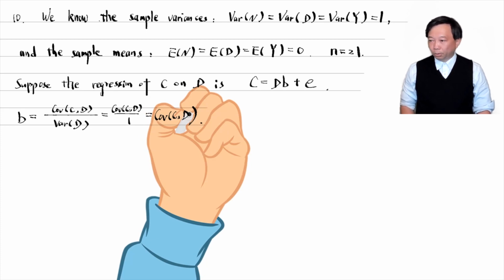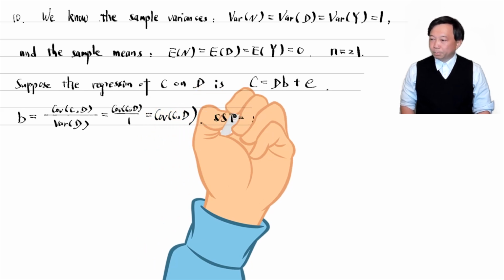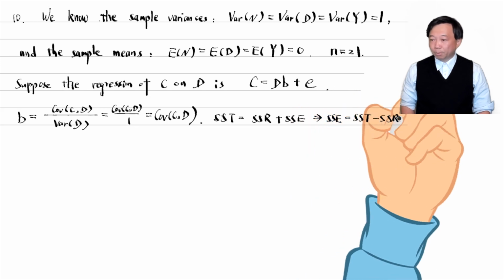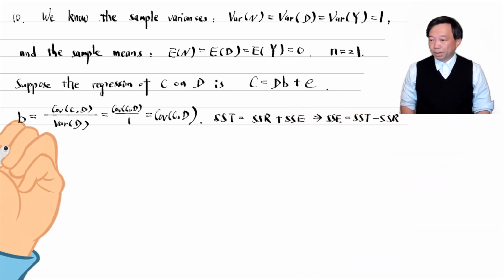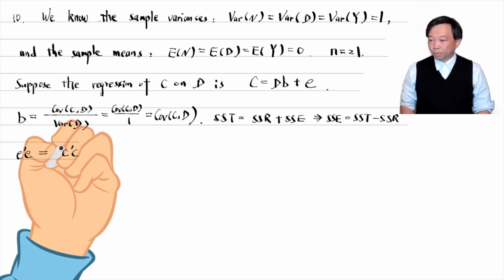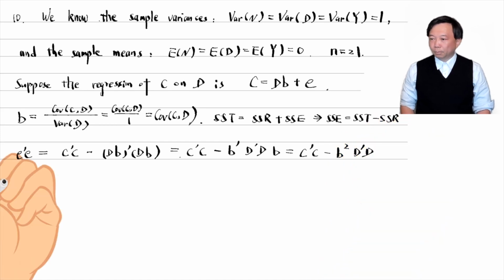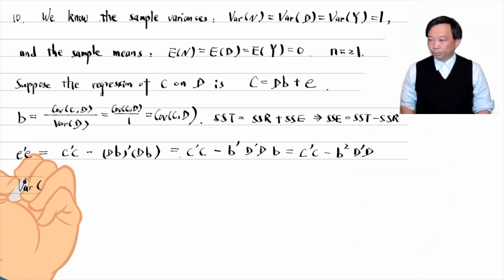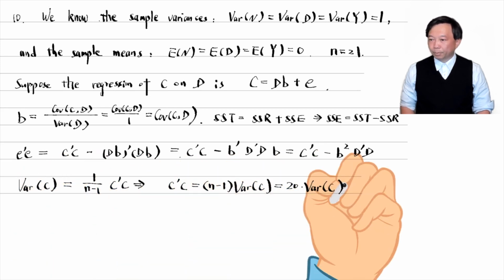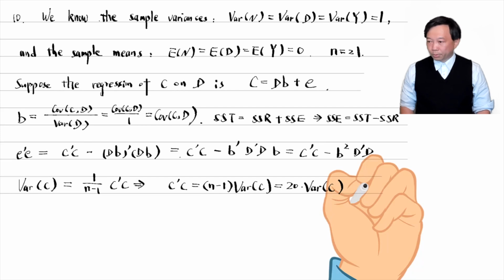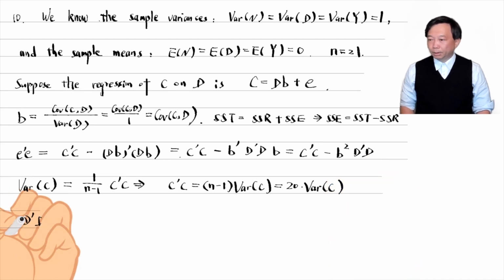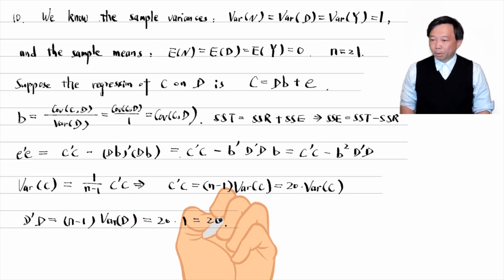On the other hand, the total sum of squares equals the regression sum of squares plus the error sum of squares. The error sum of squares is also called the residual sum of squares. Since the variables have 0 means, the residual sum of squares e prime times e has the following expression. The total sum of squares C prime times C can be computed from the sample variance of C. The regression sum of squares equals b squared times D prime times D. D prime times D can be found from the sample variance of D.